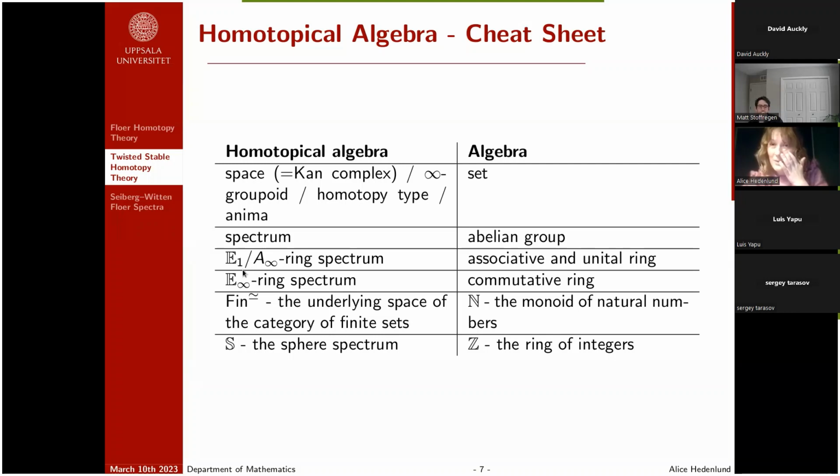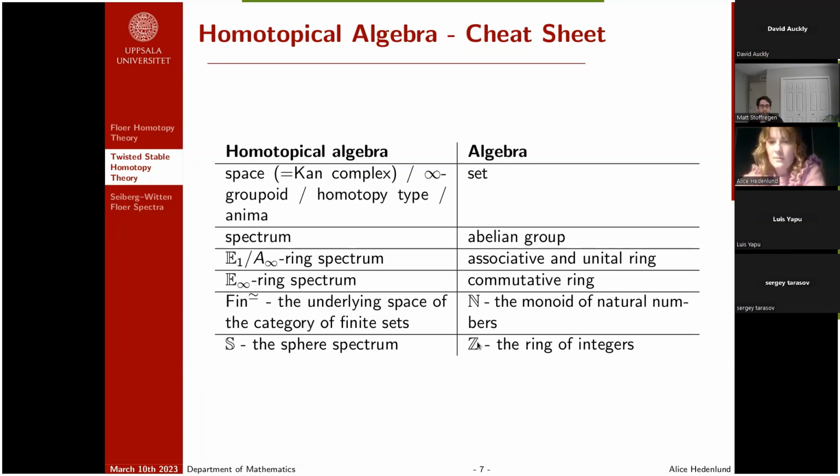From the notation, it's also clear that there are different levels of commutativity between E1 and E infinity. In homotopy theory, you can't really speak of things being strictly associative or commutative. You can only say that it's associative or commutative up to some level of coherent homotopies. So there's a bunch of levels in here.